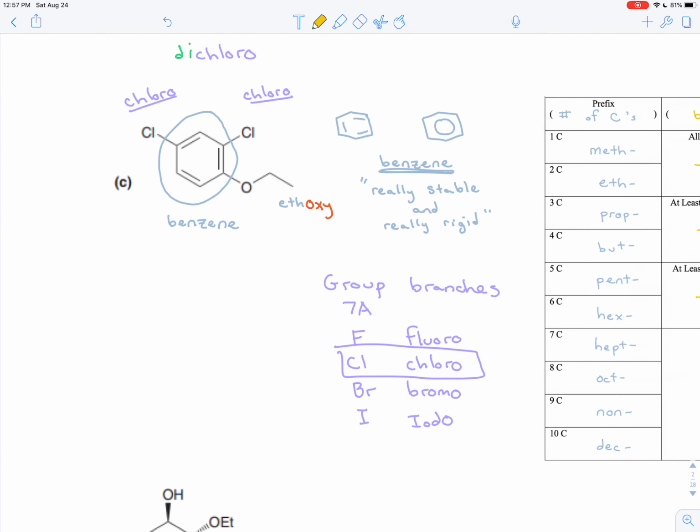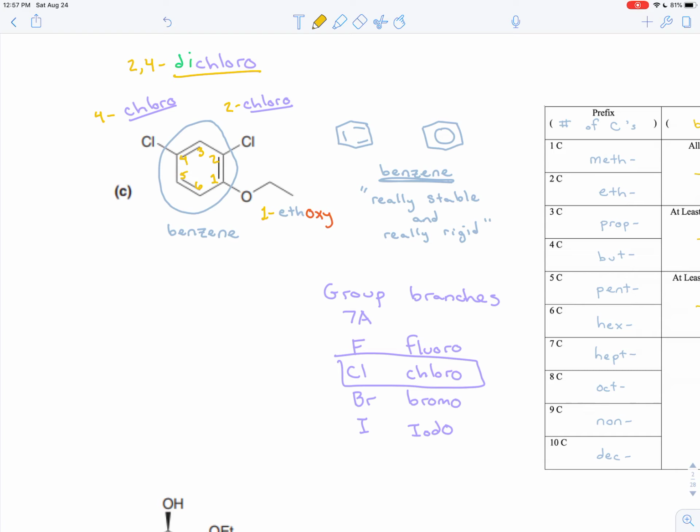So this is going to get a 1, and then you could start numbering this clockwise or counterclockwise, you get lower numbers for the chlorines if you go counterclockwise. So we have 1-ethoxy, 2-chloro, 4-chloro. When you smush them together, you put the numbers in front, separated by a comma. In between numbers and letters goes a dash. So 2,4-dichloro. So those are our puzzle pieces, and we just have to put them in the right order.